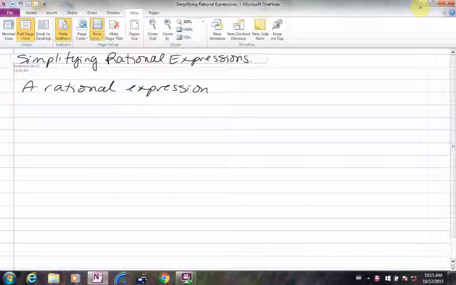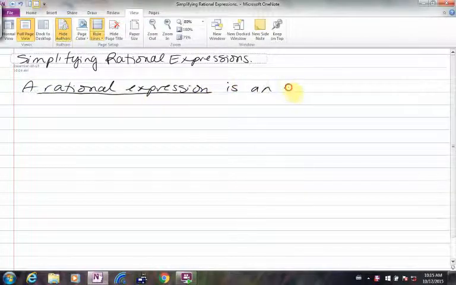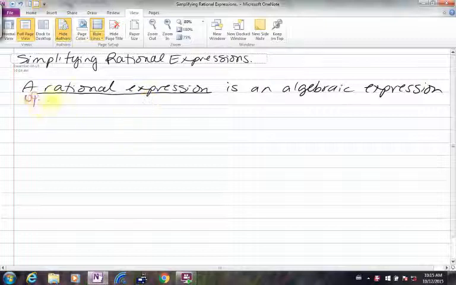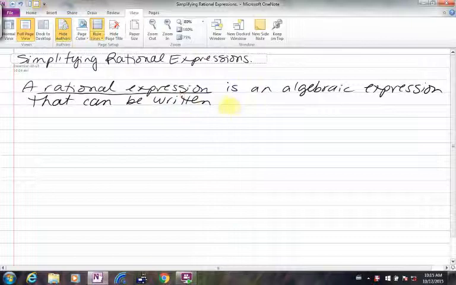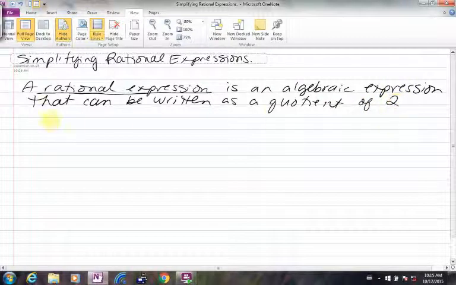So, simplifying rational expressions. A rational expression, as I started to write, is an algebraic expression that can be written as a quotient of two polynomials. And I'm sure that that totally clears it up for everybody, right?